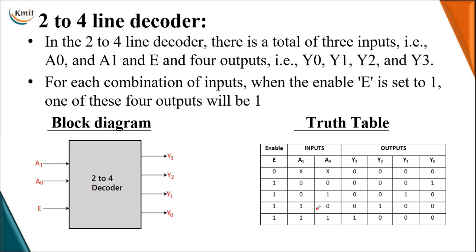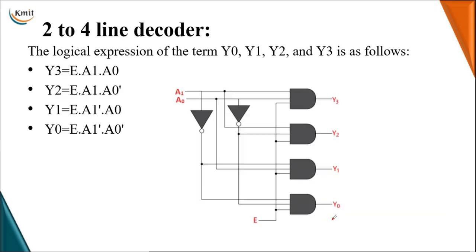Y2 is equal to E into A1 into A0 bar. Y3 is equal to E into A1 into A0. So as here I mentioned the output expressions, Y3 becomes logic 1 if A1 and A0 are logical ones. Y2 is 1 if A1 is 1 and A0 is 0, along with the enable input being 1.